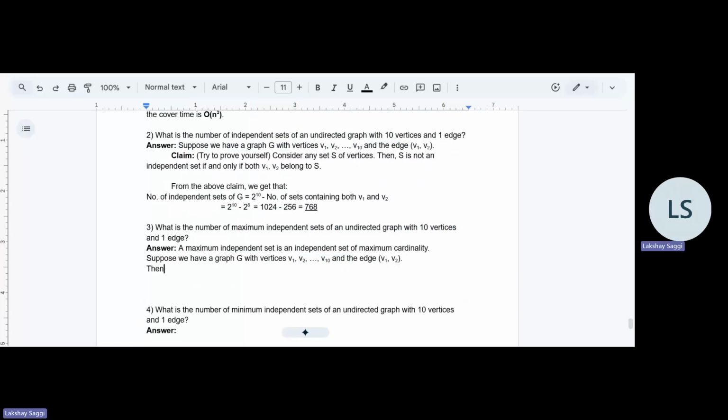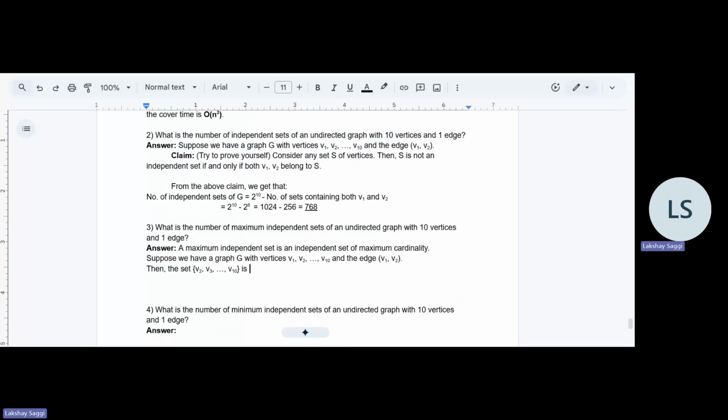Then consider the set of these vertices. Then the set V2, V3 till V10.